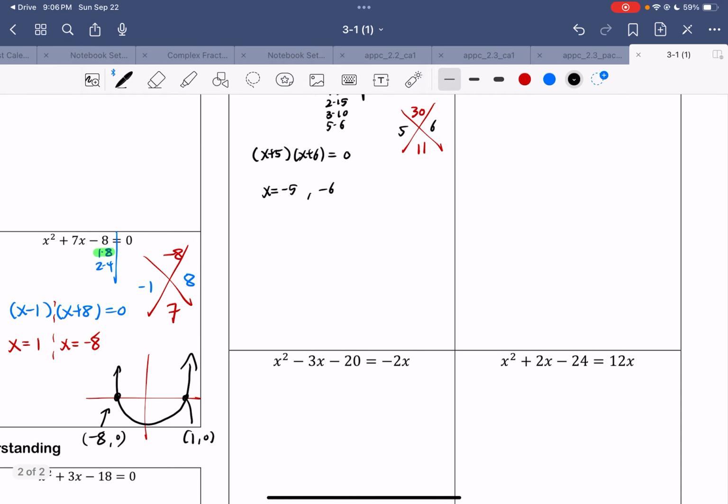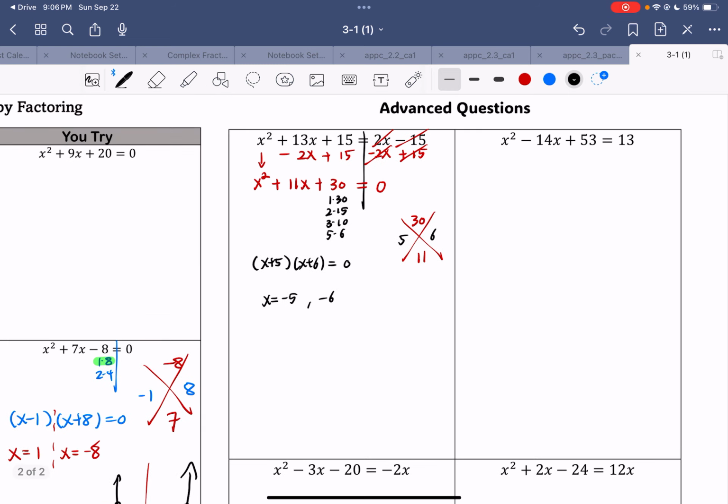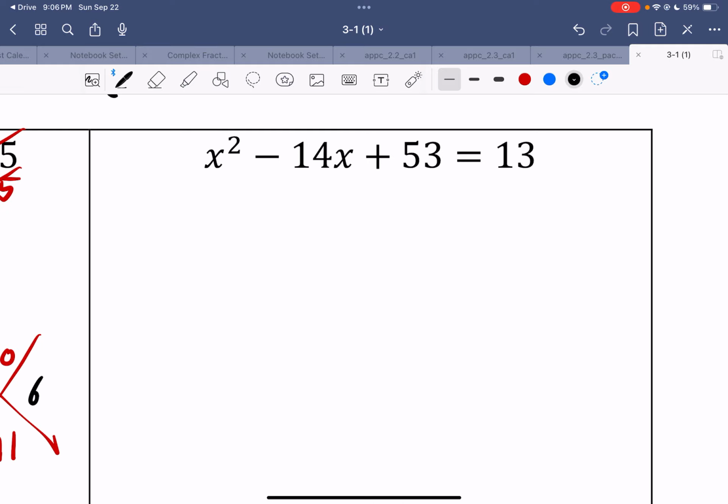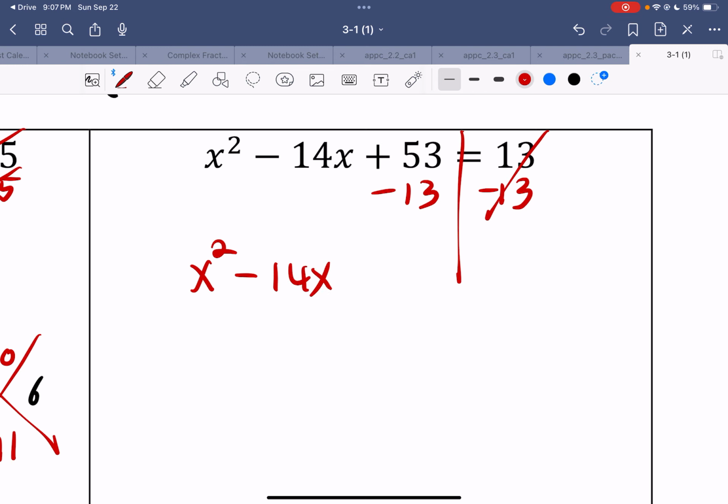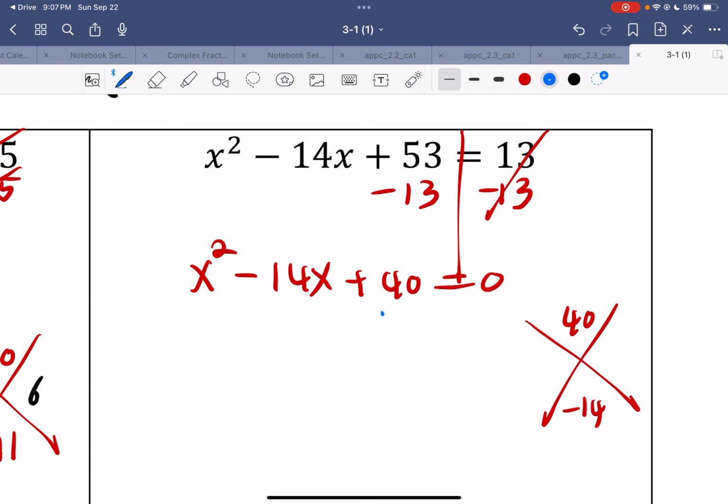Let me go over one more question with you so that you guys have an idea. Which one looks fun? Maybe this one. So this one only has a 13, so I'm just going to do minus 13 both sides. So that disappears. I have x squared minus 14x plus 40 is equal to 0. You have 40 on the top, negative 14 in the bottom. Now, what can give you 40? 1 times 40, 2 times 20, 3 does not go in there, 4 times 10, 5 times 8.